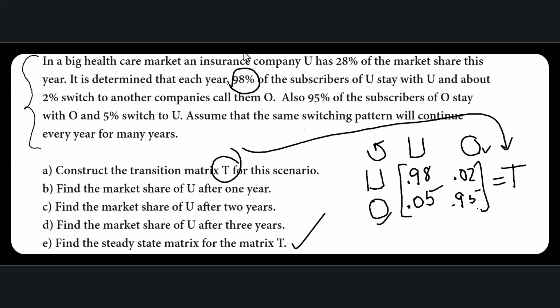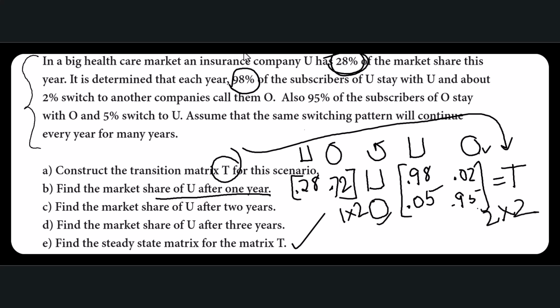Okay, now we have to find the market share of U, that is, what percentage of people subscribe to U after 1 year. Right now, U has 28% of the market share, right? So others will have 72%. The way we saw through tree diagrams in the explanations, the product of this 1 by 2 matrix with this 2 by 2 matrix will give us the market share, or the percentage of subscribers of U and O after 1 year.